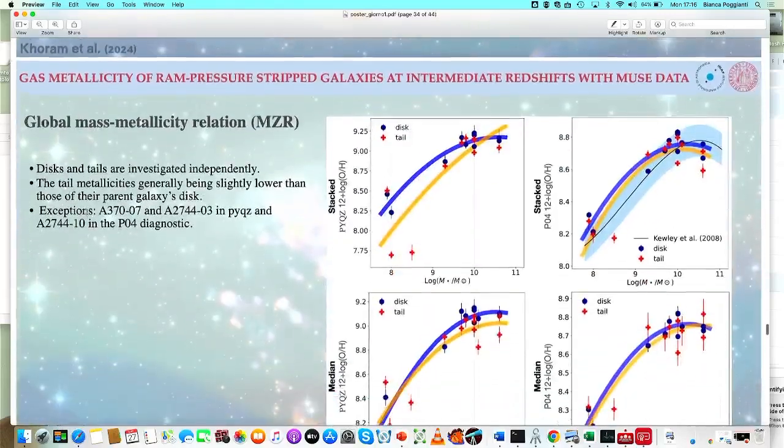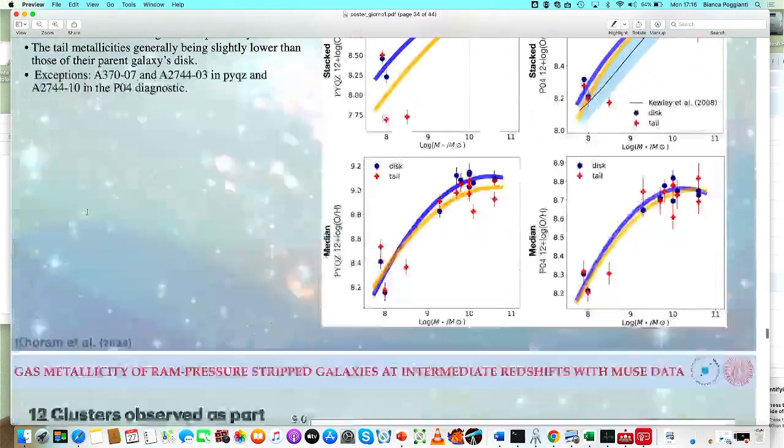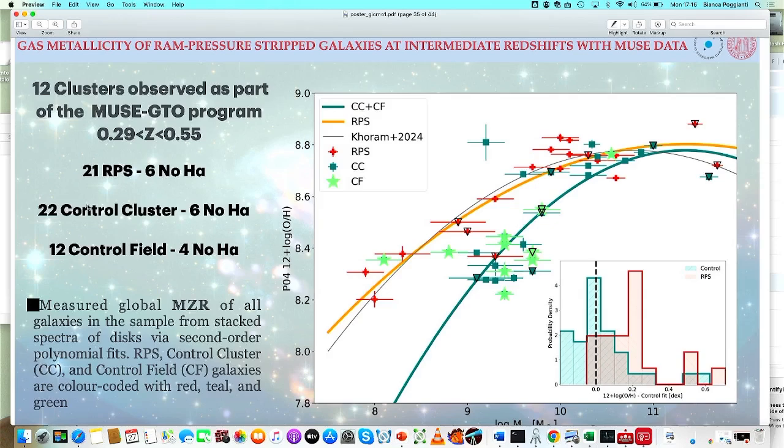Also, we investigated the global metallicity values for those galaxies. We saw that they share the same metallicity, although systematically the metallicity in the tail is lower than the metallicity in the disk. Another step was to see how the disk is affected by the ram pressure stripping and how the metal content of the disk is affected. We went through all the 12 clusters, which are part of the MUSE GTO program. We selected 21 ram pressure stripping galaxies, and in total 34 control cluster and control field galaxies.